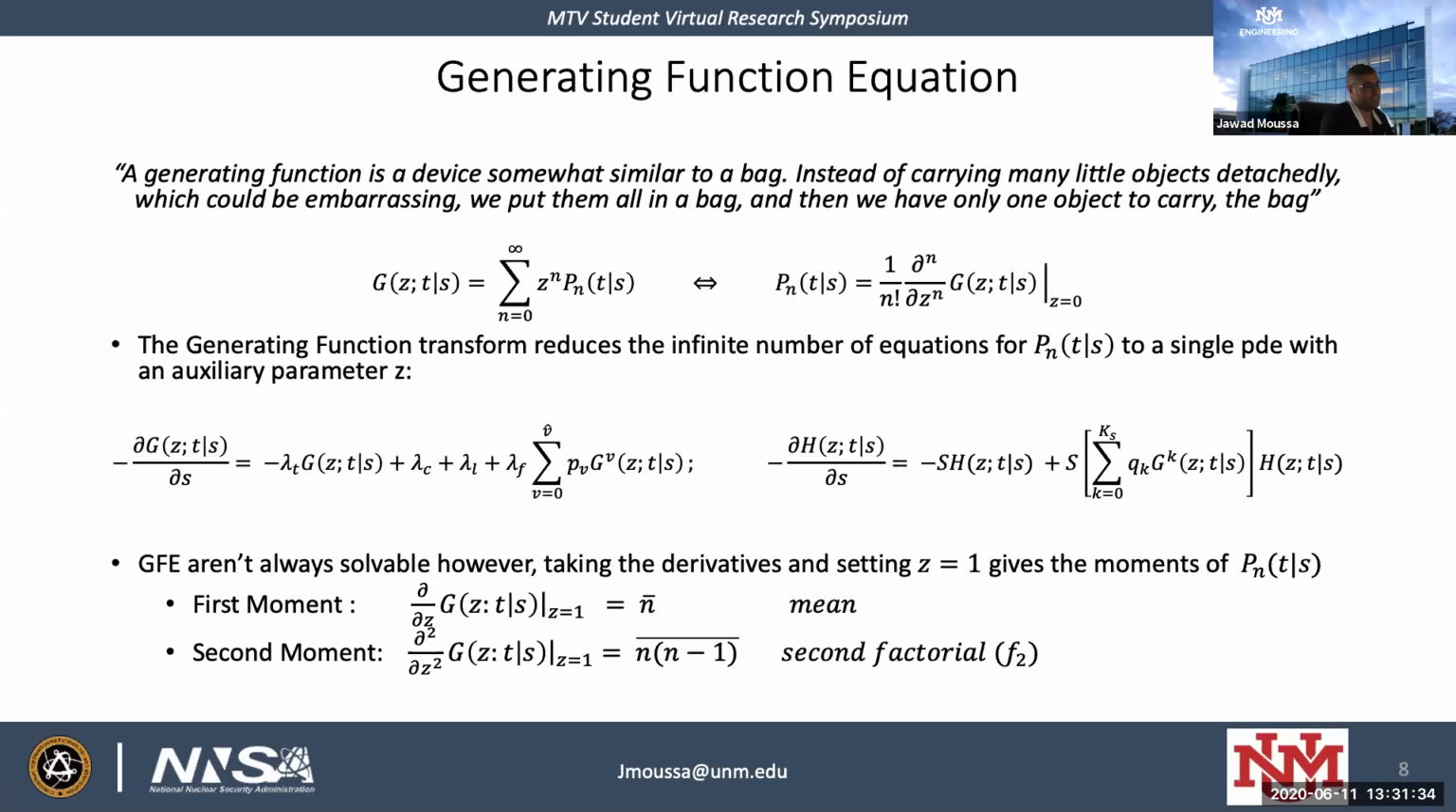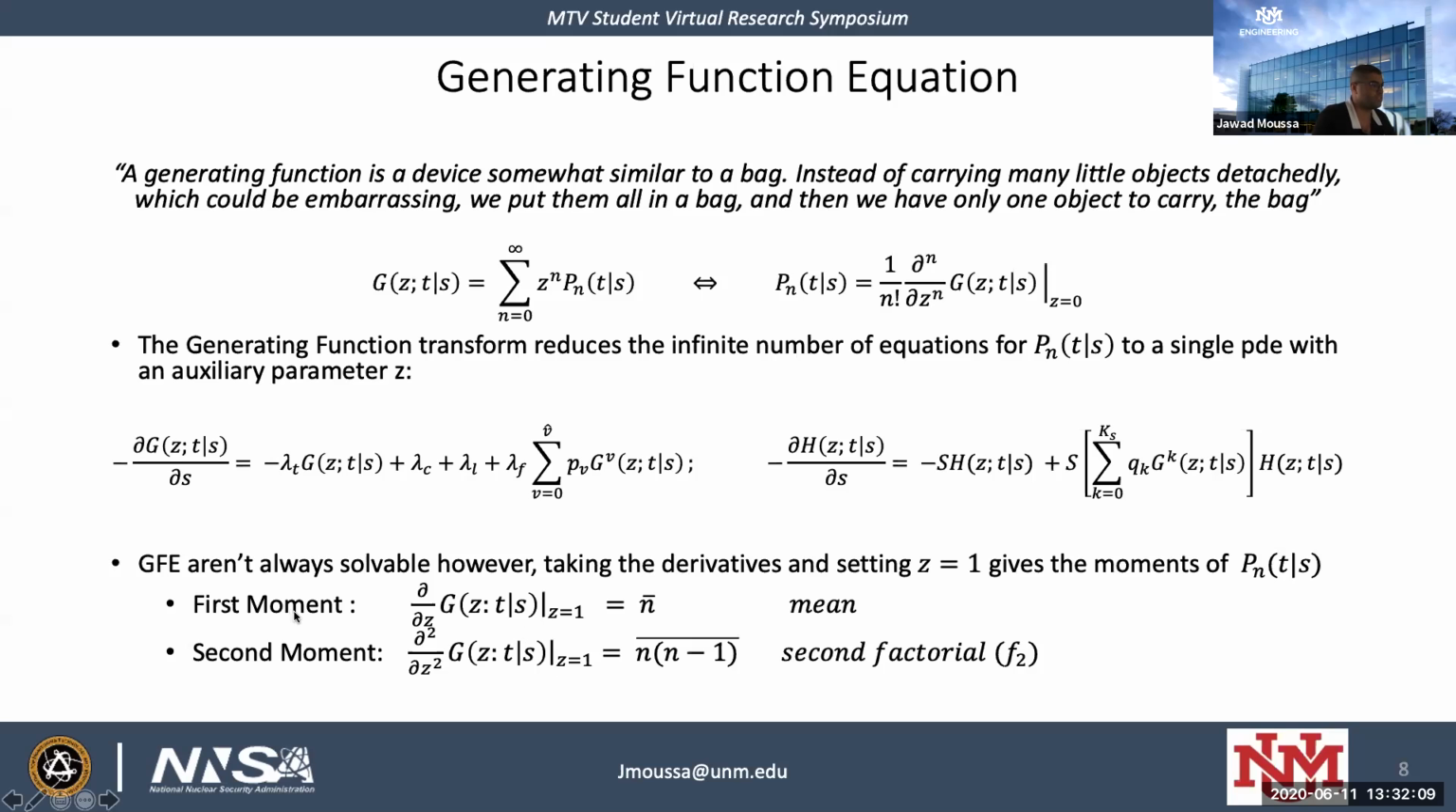The strength of this method comes when you start taking moments of these equations. Now, since the generating function equation is not always solvable, one important thing to note is that taking derivatives of these equations and setting z equal to 1 is equivalent to the moments of the probability distribution. So now we can obtain the mean number of counts or the variance of the counts without having to solve the equation at all, but by simply taking moments.